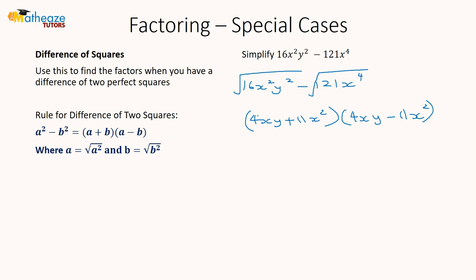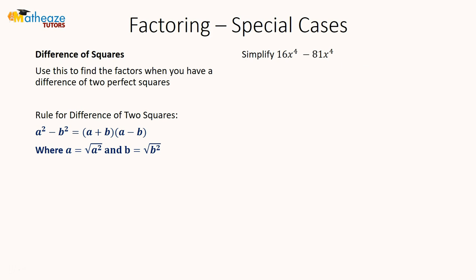Okay, now let's try this. These examples here are such that we will try to apply this special case multiple times. So we have 16x to the 4th power minus 81x to the 4th power.